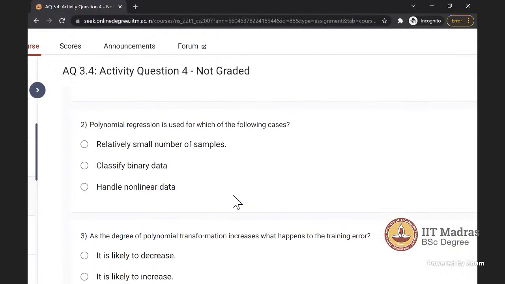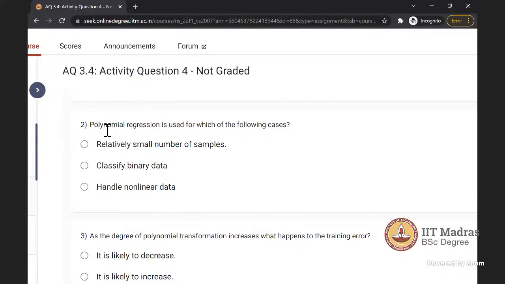Question number 2, polynomial regression is used for which of the following cases? Relatively small number of samples, classify binary data, third is handle non-linear data. Which one of these is a suitable case for polynomial regression? The third one. Yes, absolutely right. Second is classification. That is just not the problem we are solving.